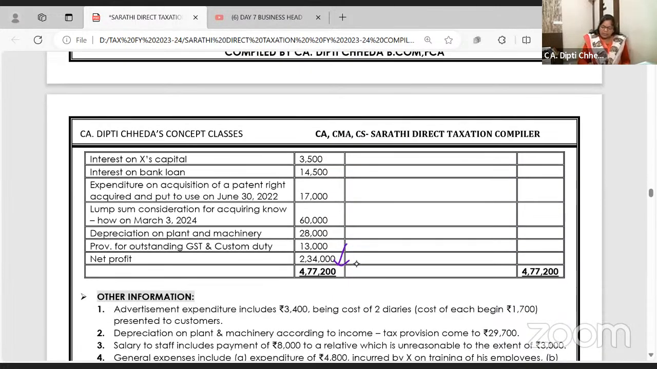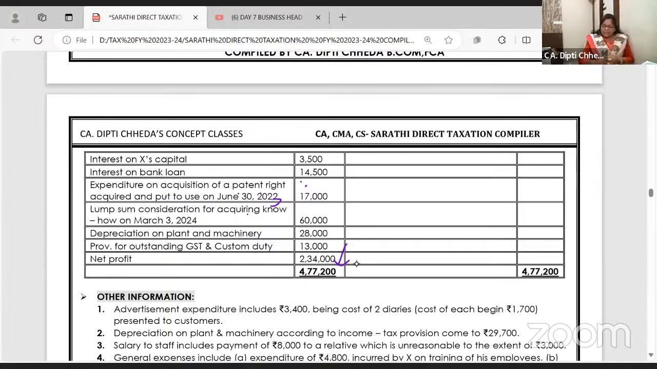Next, interest on bank loan allowed. Acquiring of patent. Oh, make this date as 23. Make this June 23, 17,000. You have purchased a patent for 17,000.